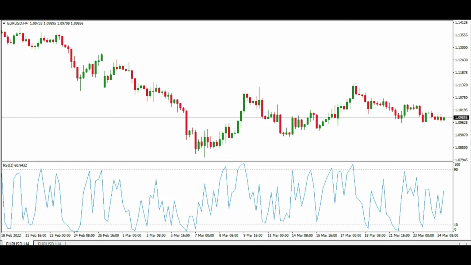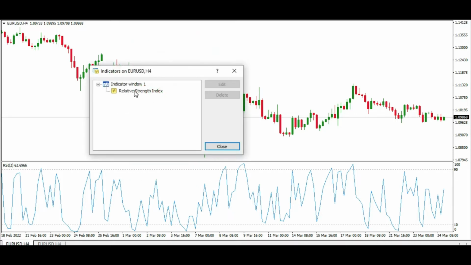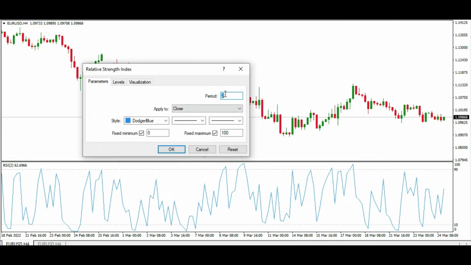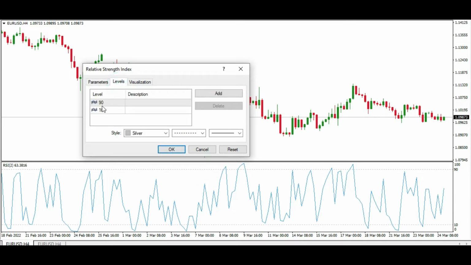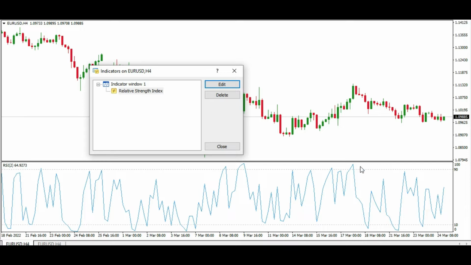First, what we need for this strategy is the relative strength index indicator. I just set it here. I put a very small period, only two, for example, or some traders use one. Close price, and it's an important thing, you need to mark the levels 10 and 90. You can put whatever level you like. Usually the relative strength index by default has levels 50, 30 and 70, but in this case we will put 90 and 10.